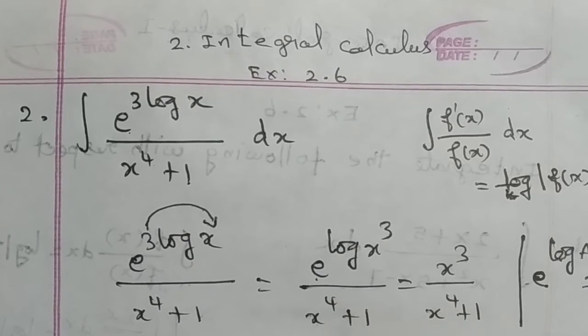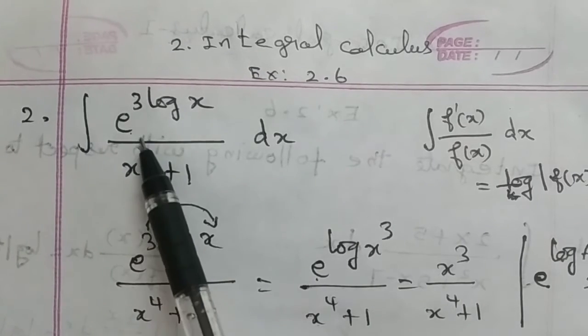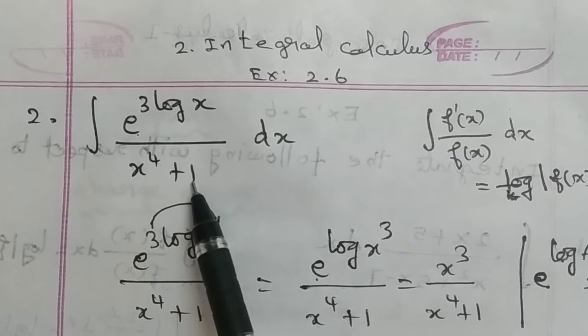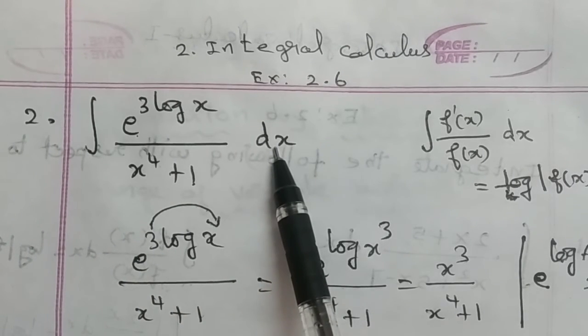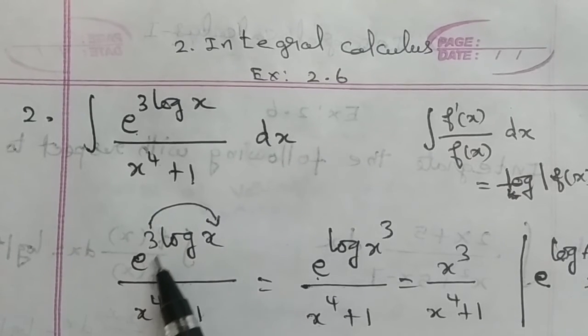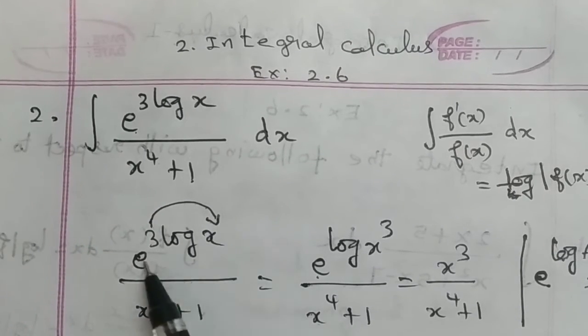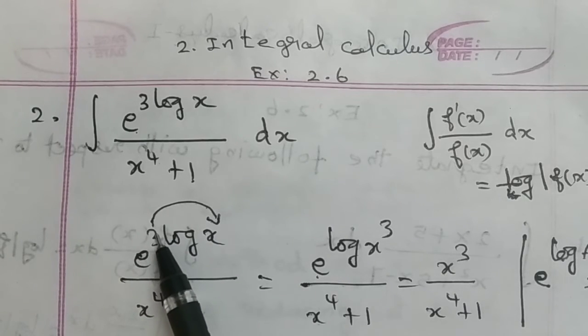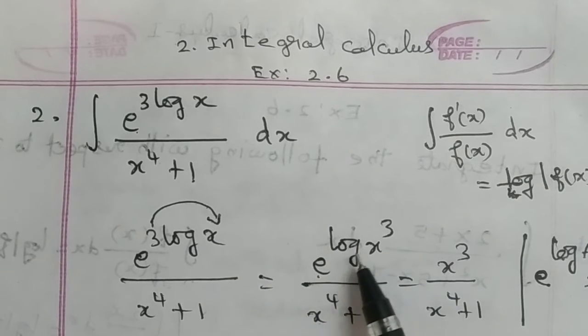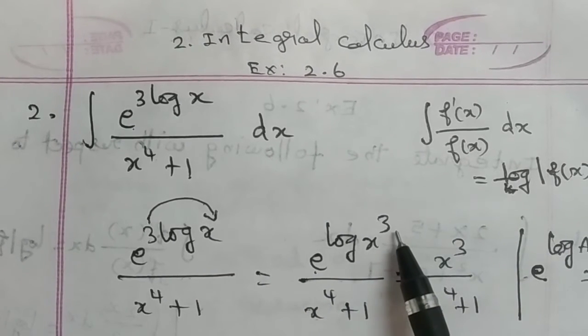Second question. Integral of e power 3 log x divided by x power 4 plus 1 into dx. First, simplify this. E power 3 log x is in the exponential form, so bring the power inside: e power log x cube.